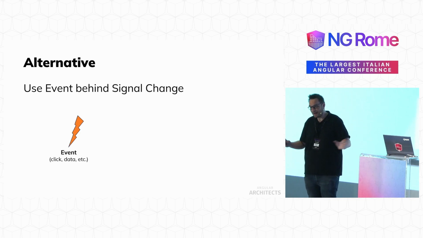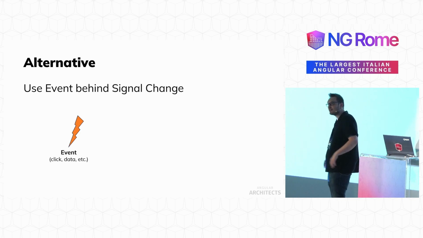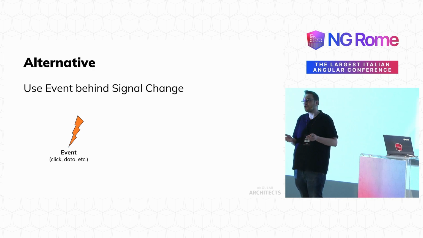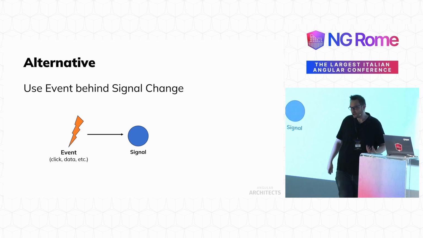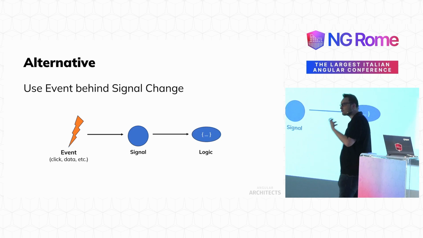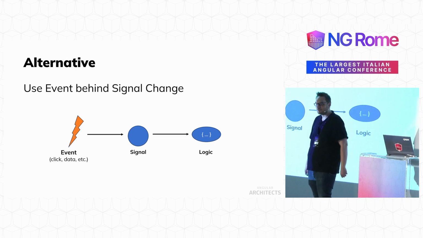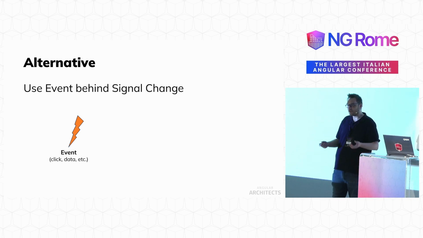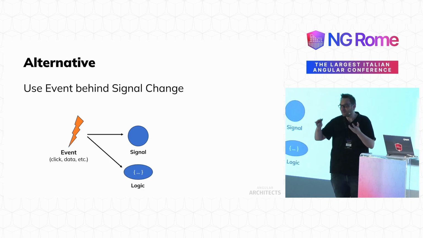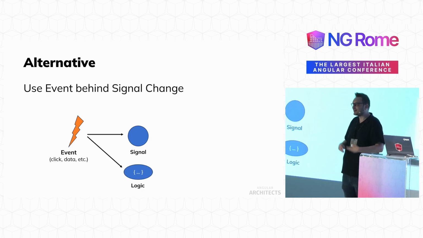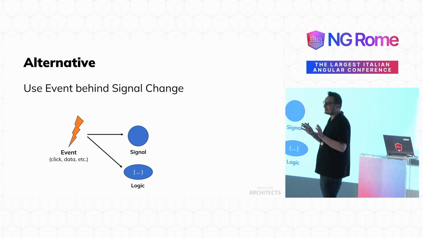What does this mean? Well, let's say we have an event, a click event or a data event where the HTTP client says, hey, I have new data for you. In this case, we could change a signal via the event handler, and via an effect, we could trigger some business logic. But instead, we could also use this event directly to update the signal and pass this very value to the business logic. So in this case, we don't need an effect anymore to trigger our business logic. That really looks nice at first glance.